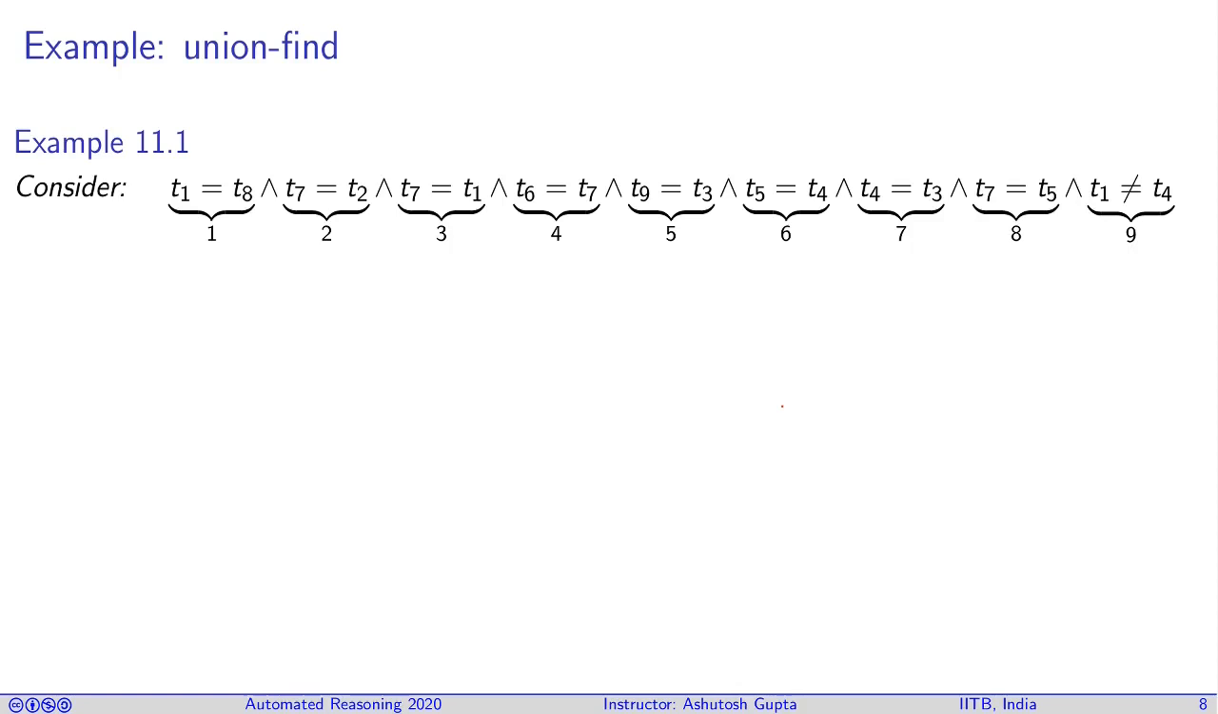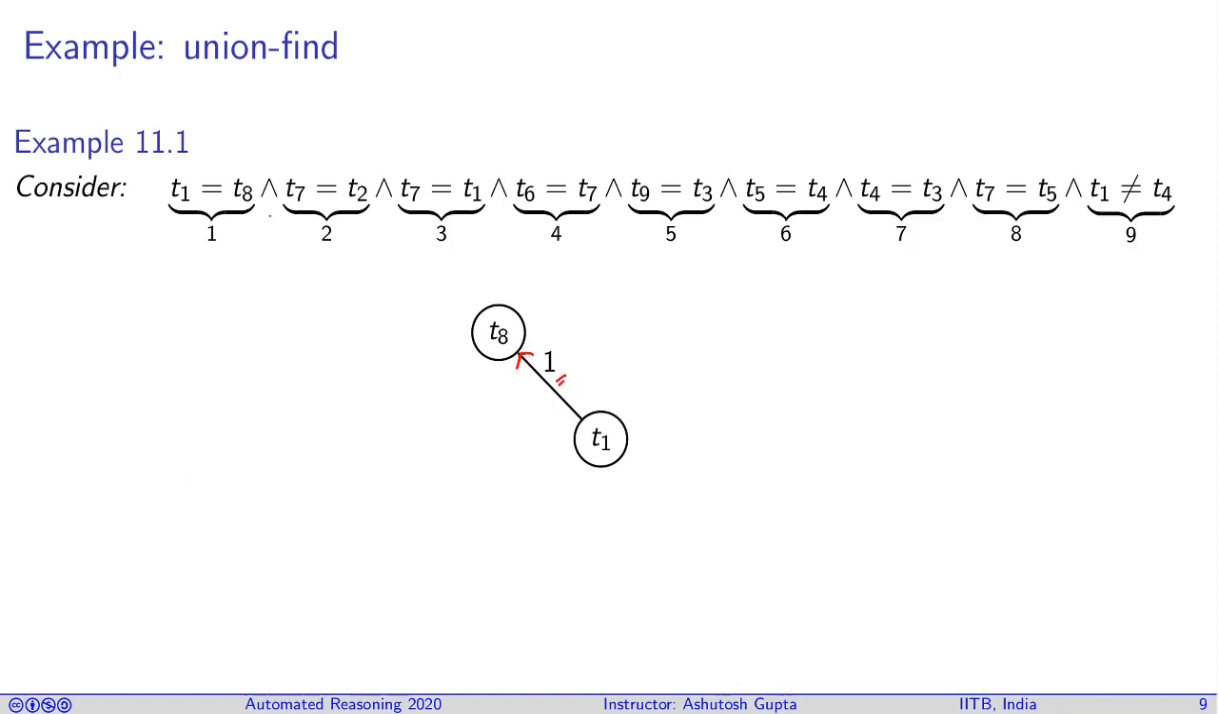Let us look at an example of how this data structure proceeds. We have 8 equalities, and then it ends with a last inequality. First we have an equality T1 equals T8. So we create an equivalence class consisting of two nodes, T8 and T1, and we arbitrarily choose one of them as our root node. Let's call it T8, and we connect T1 to T8 via an edge and label it with the equality that is causing this equivalence.